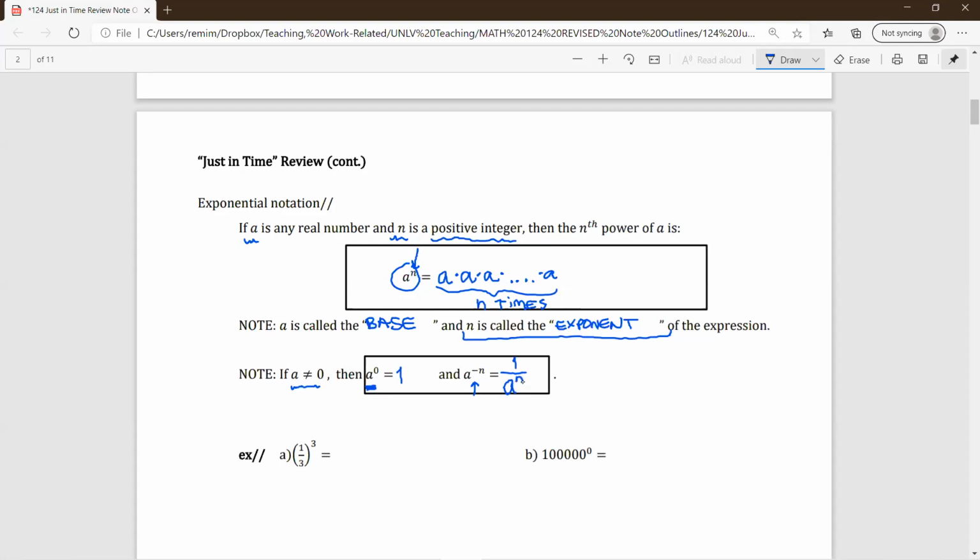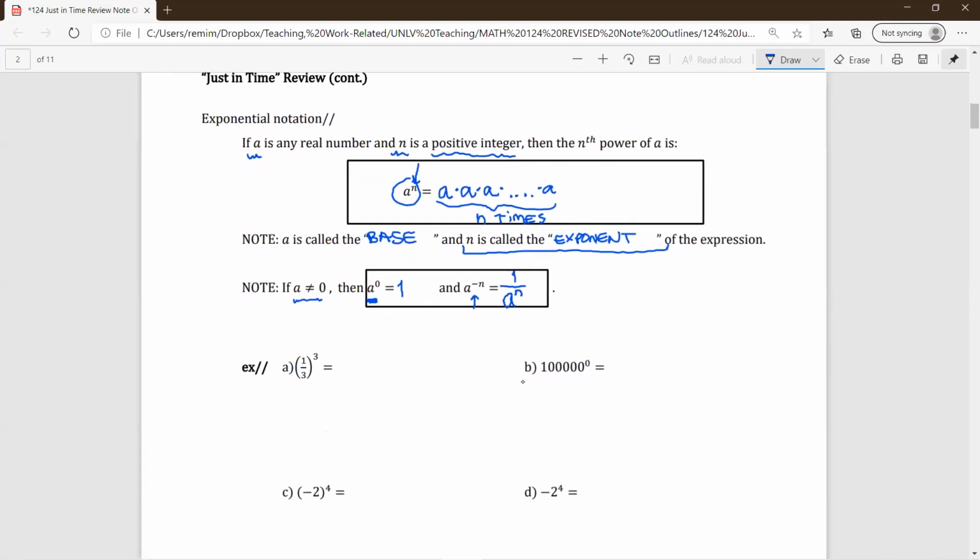So that's just helpful sometimes to get rid of negative exponents. So let's do a couple examples. Part A, it's the fraction in parentheses, 1/3 to the 3rd power.